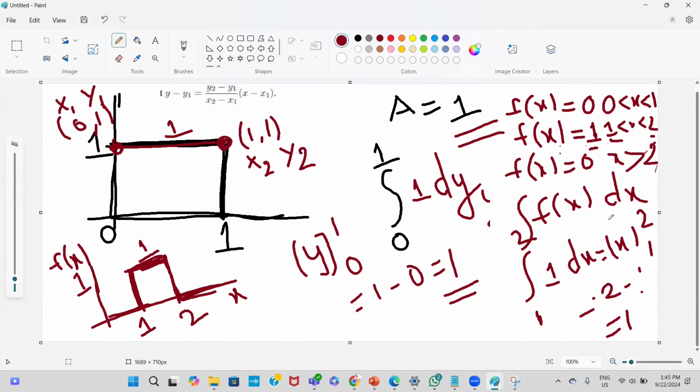Okay. So now if you calculate the area under this curve, this is also 1 into 1, which is equal to 1. So this is another way of doing it. Vertical form and horizontal form. So if you take this as an f of x, this is how it actually looks like.